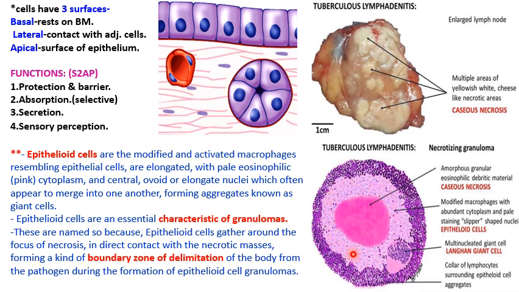And when they merge, suppose 4 or 5 cells, they become one cell with 4 or 5 nuclei. So they become multinucleated giant cells. They are called Langerhans giant cells. And these epithelioid cells are very much a feature of granulomas. These granulomas are formed due to chronic inflammation.